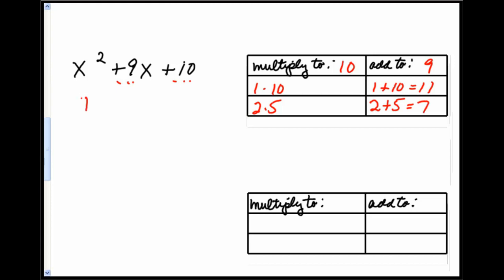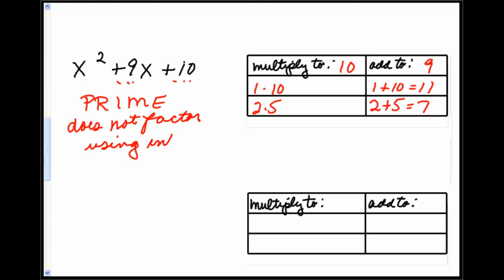There are no numbers that will multiply to 10 and add to 9, so we say this trinomial is prime. It does factor, but it does not factor using integers. And you will learn how to do this in your next course.